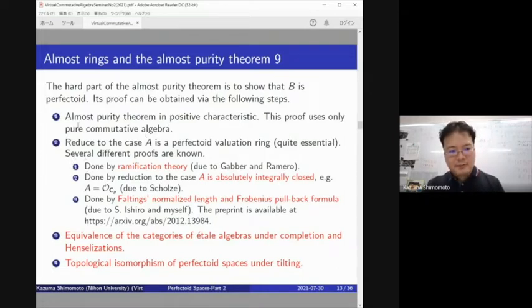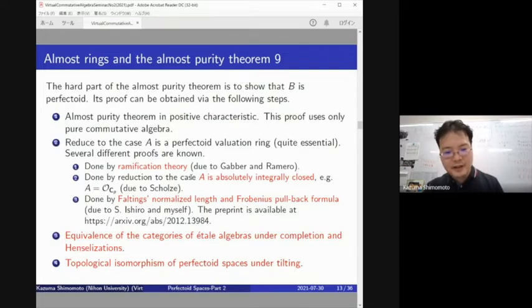This mixed characteristic version actually requires the almost purity theorem in positive characteristic. Actually, this is the first step. The second step is to reduce to the case of a perfectoid valuation ring. So this is quite essential. And even in this case, there seem to be three different proofs. The first one is by ramification theory, due to Gabber and Ramero. They have the first lecture notes, titled Almost Ring Theory. The second is a reduction to the case where A is absolutely integrally closed.